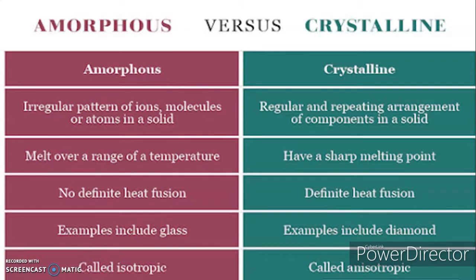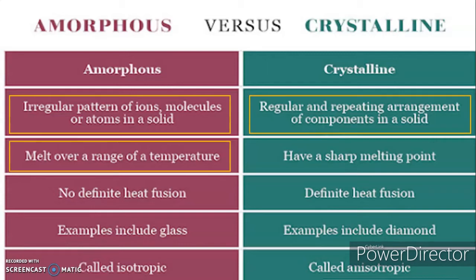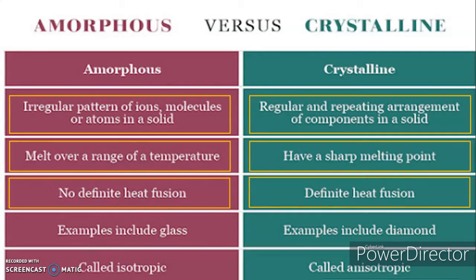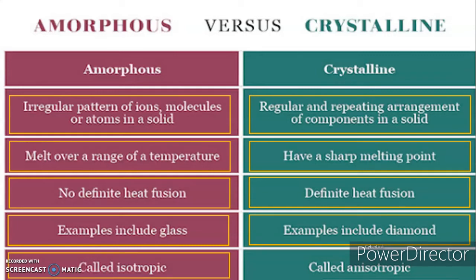But what is the main difference between amorphous and crystalline solids? So let's have amorphous: an irregular pattern of ions, molecules, or atoms in a solid is observed, while crystalline solids have a regular and repeating arrangement of components. Amorphous solids melt over a range of temperature, while crystalline solids have a sharp melting point. Amorphous has no definite heat of fusion, crystalline has a definite heat of fusion. Examples include glass for amorphous and diamond for crystalline. One is called isotropic, while the other is called anisotropic. So in the next slide, I will explain what is isotropic and anisotropic.